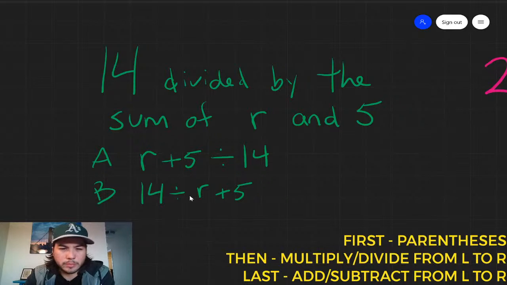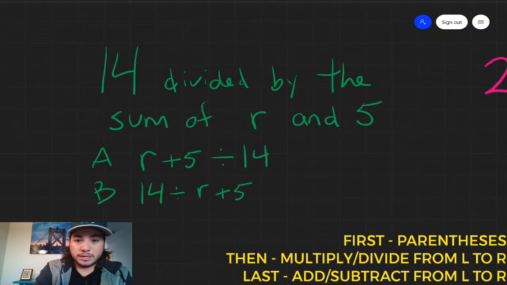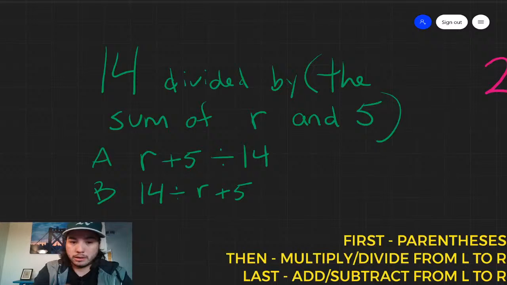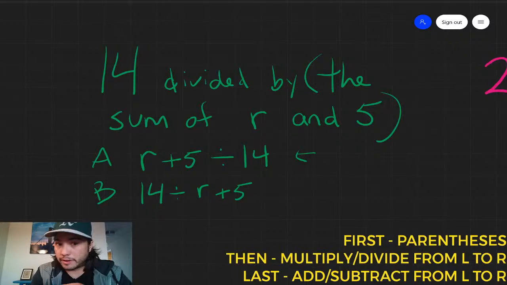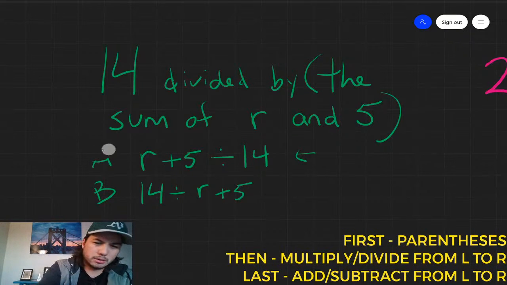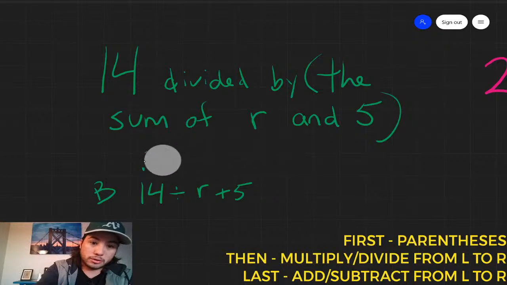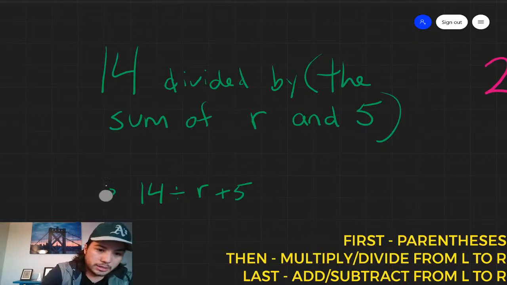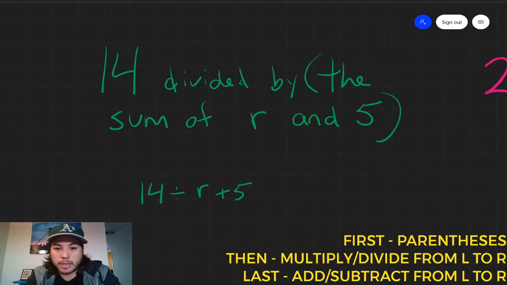Okay? So going back to this original idea here, which one of these, A or B, are we needing to use here? Yeah, I see somebody said B in the chat. I tend to agree with that, right? Because we have 14 divided by the sum of r and 5. Letter A here is the sum of r and 5 divided by 14, which, because it's division, we know that order does make a difference. So we're going to need 14 divided by r plus 5.